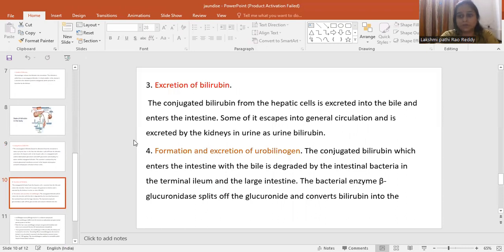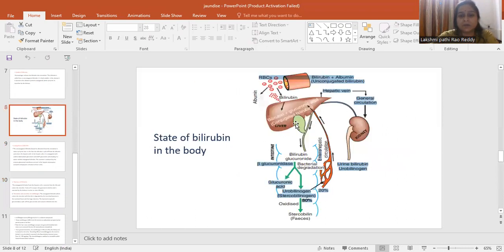Now, excretion of bilirubin. The conjugated bilirubin from the hepatic cell is excreted into the bile and enters the intestine. Some of it escapes into the general circulation and is excreted by the kidney in urine as urine bilirubin. This is what the diagram shows. Some goes into the liver and others come into the kidney and are excreted as urobilinogen.